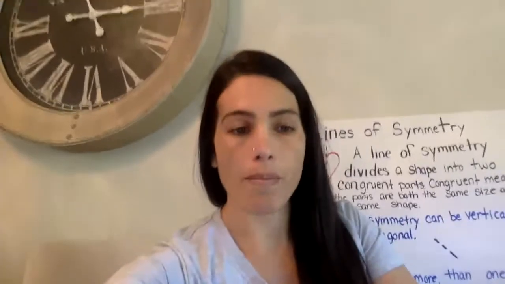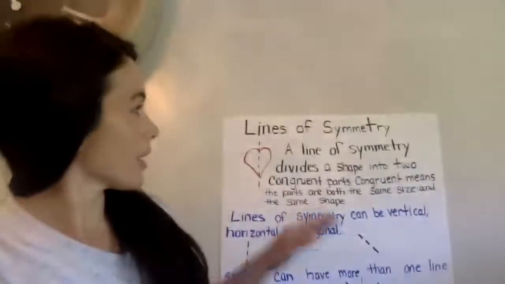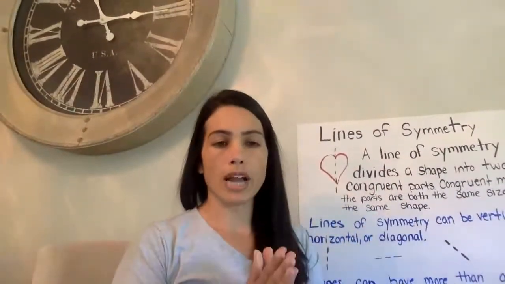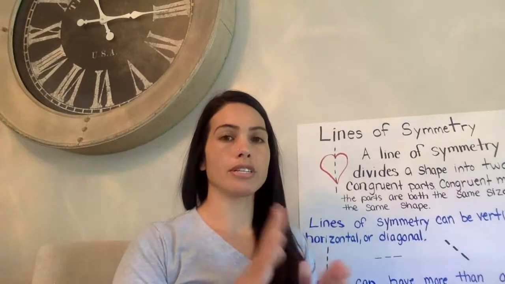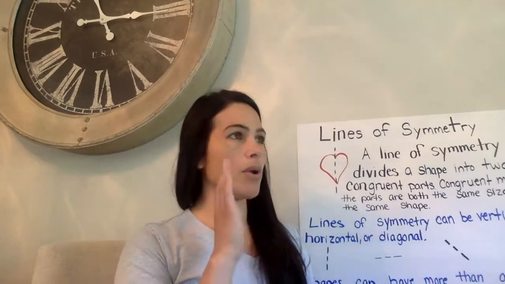So first, symmetry is when, well, let's look up there, my anchor chart. This actually says line of symmetry. The symmetry is when you fold an object and both sides are the same, that they look exactly the same. It could be whatever way you fold it.